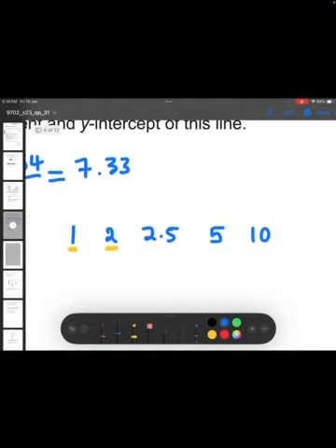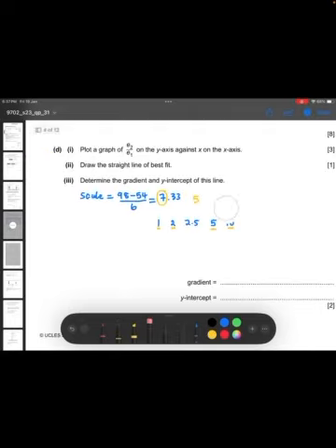Then we go to the scale. 7.33 is between 5 and 10. As it is between 5 and 10, our goal is to compare where it is near. Is it near 5 or is it near 10? In this case it is near 5. So we'll choose 5 as our preliminary scale. But sometimes 5 might not work, in which case we'd have to use 10. So for now, 5 is our scale on the x-axis.